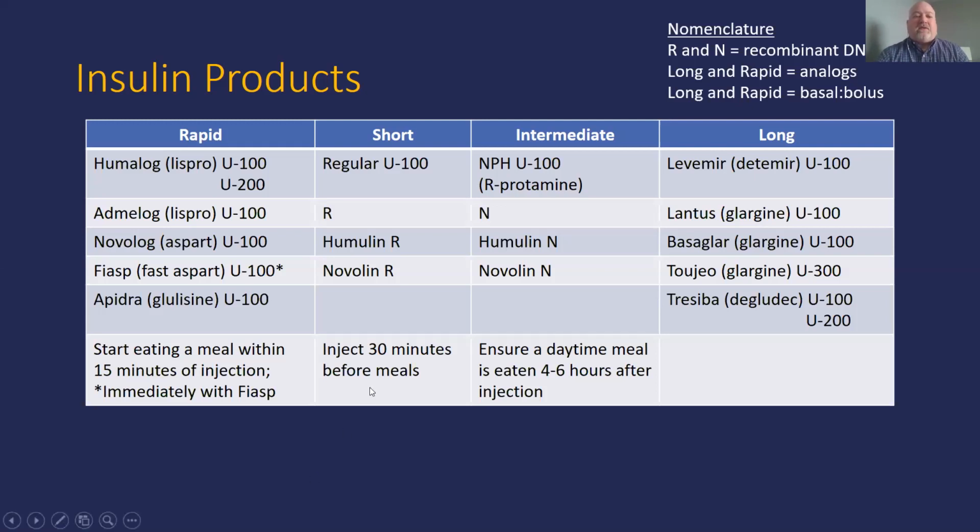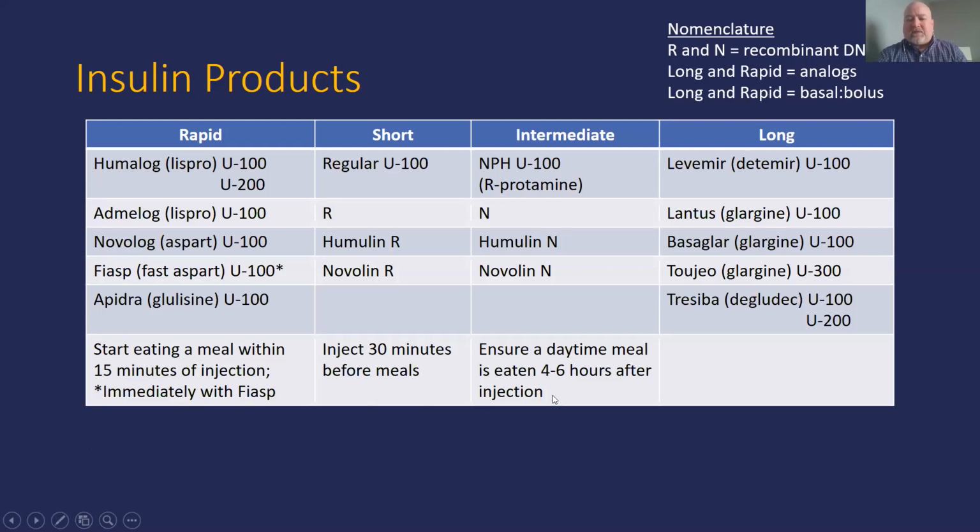So regular must be 30 minutes before the meal. Any rapid insulin, do not wait any longer than 15 minutes to start eating once you've injected it. And I would tell the patients to eat immediately after injecting the shot. Now, I do want to say this, FIASP, the faster ASP part, it starts working pretty much immediately after it's injected. People must eat immediately after injecting FIASP, or it's going to start peaking way quicker than typical Novolog would, and they're going to run into a hypoglycemic risk.